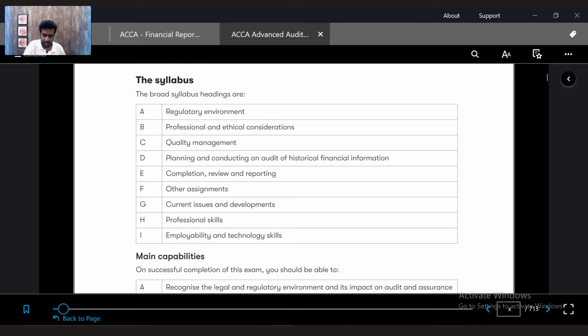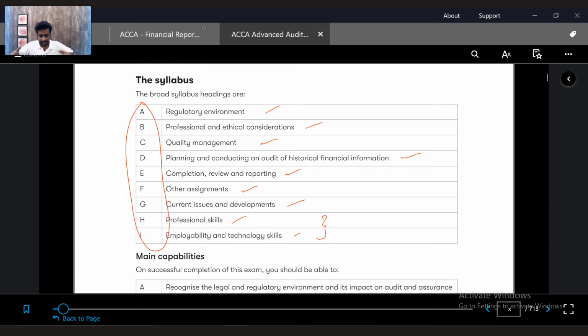So if you look at the syllabus, it is pretty much straightforward. There are around 9 parts, which are divided into regulatory requirement, environment, professional and ethical considerations, quality management, planning and conducting audit of historical financial information, completion, review and reporting, other assignments, current issues and development, professional skills, employability and technology skills. These two are pure cases of application. So these are additional aspects which are specifically tested in AAA, not there in AA.